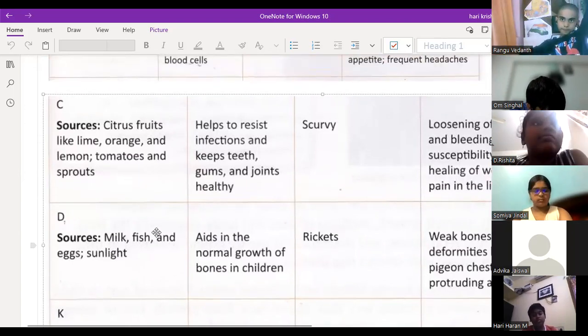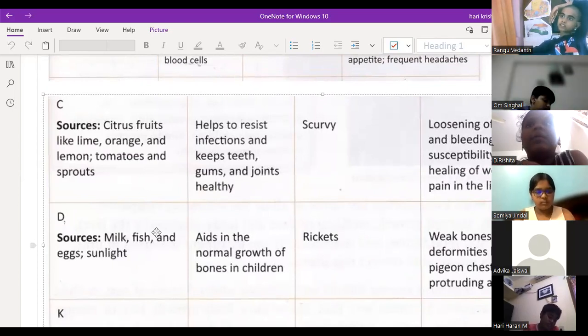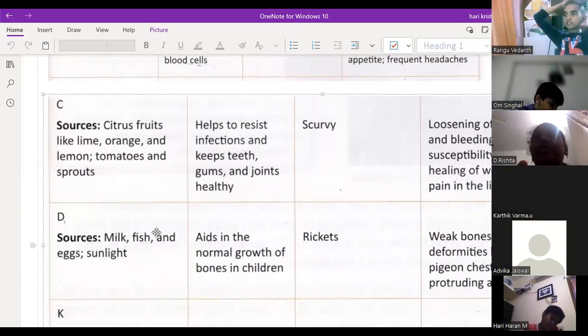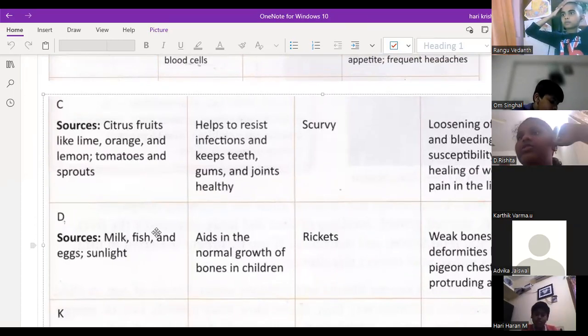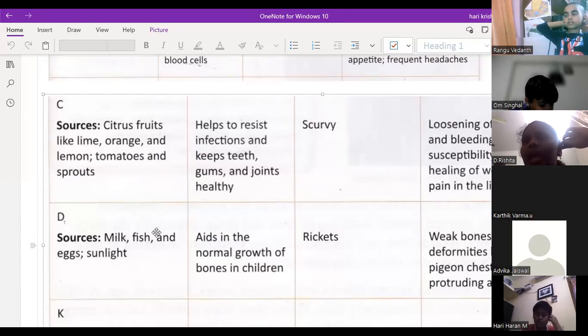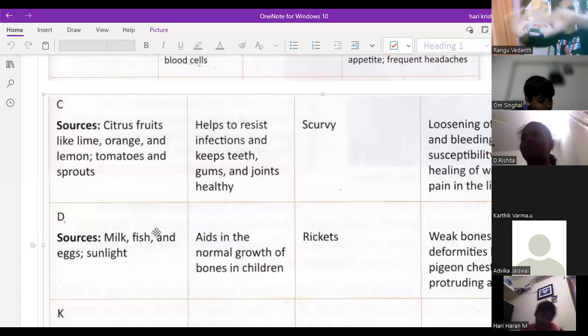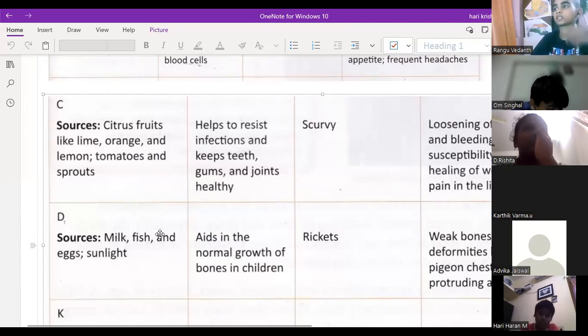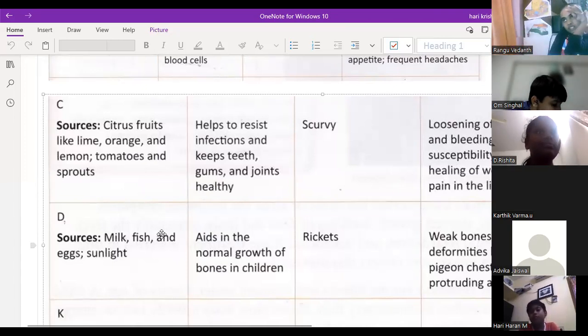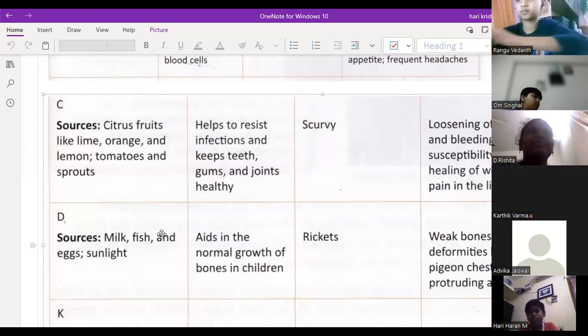Okay, so the deficiency of vitamin D will cause weakness in the bones, rickets, joint and bone deformity, like leg deformity, pigeon chest, softening of the ribs, bowed legs, and protruding abdomen. So all these are deformities formed in the body. Deformities means not the usual shape; you have irregular shapes. All these are happening due to the deficiency of vitamin D. The disease is called rickets.